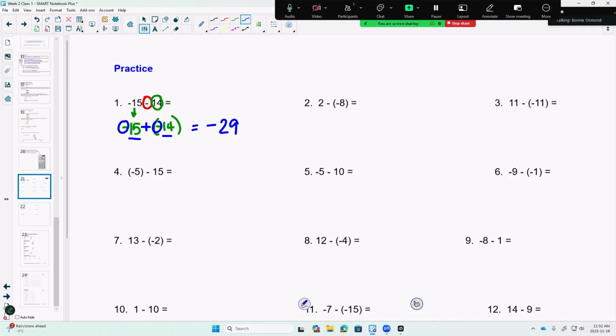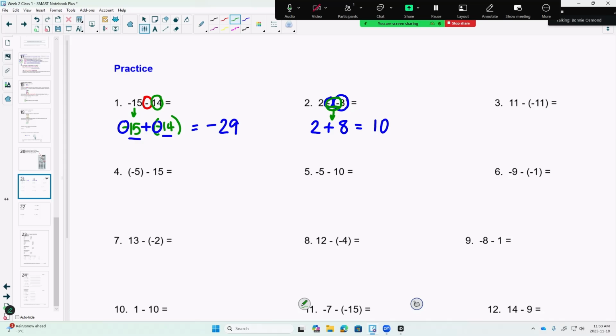Okay, 2 minus a negative 8. So my 2 stays the same. I'm not changing that. I'm changing minus to plus, and I'm changing that negative 8 to its opposite, which is positive 8. And now I've got two positive numbers. 2 plus 8 is 10. Okay, there is a bit of a shortcut for some of these. One of the shortcuts is that when you see a minus negative, so 2 minus negative 8, you've got a minus and a negative, you just simply change the two negatives into a positive.